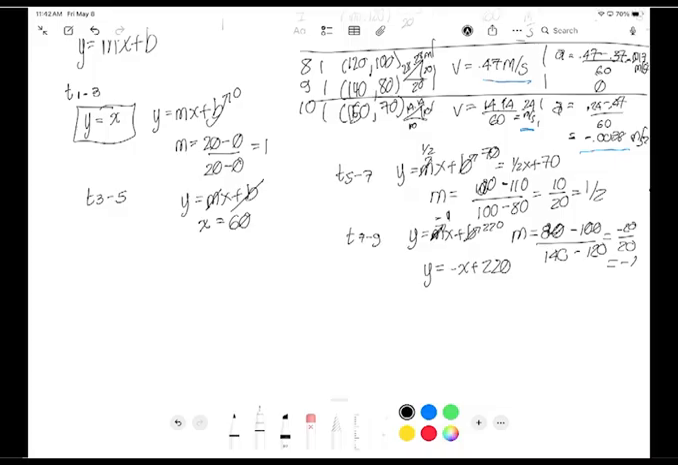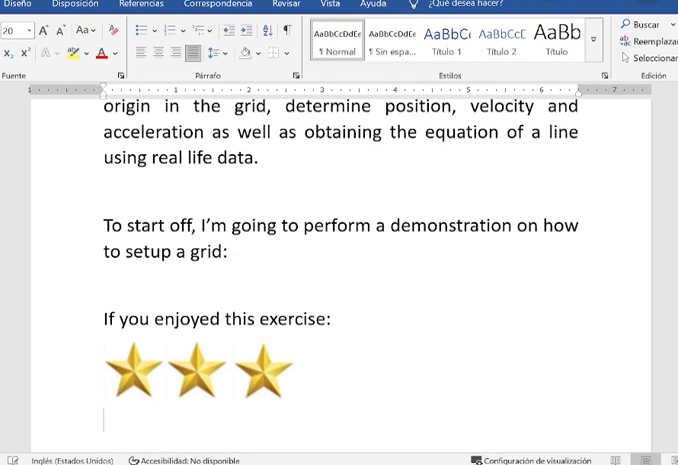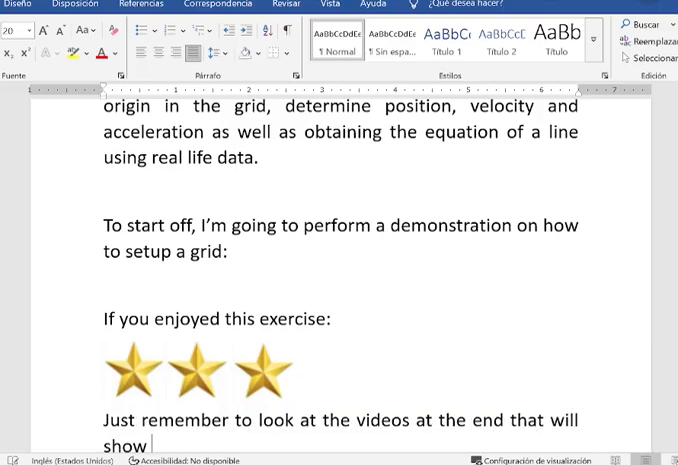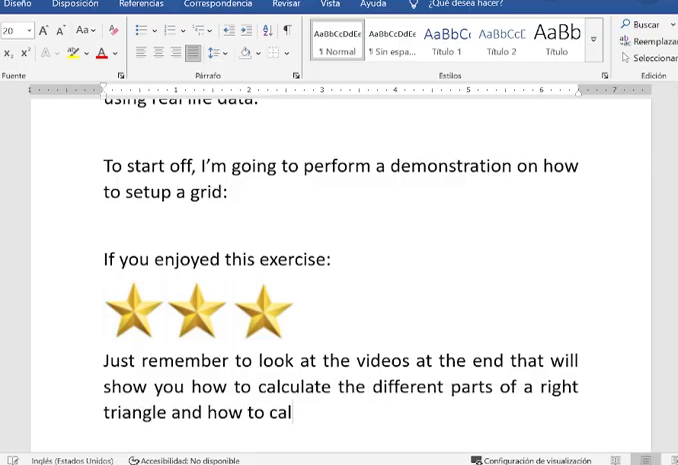And there you have the equation of the line for all of these. If you enjoyed this exercise, you get 3 gold stars. Just remember to look at the videos at the end that will show you how to calculate the different parts of a right triangle and how to calculate the slope of an equation.